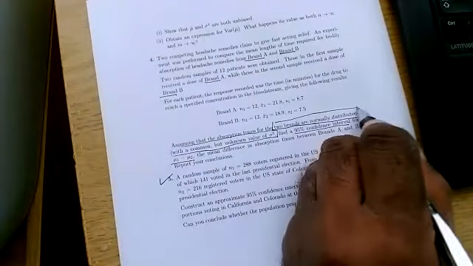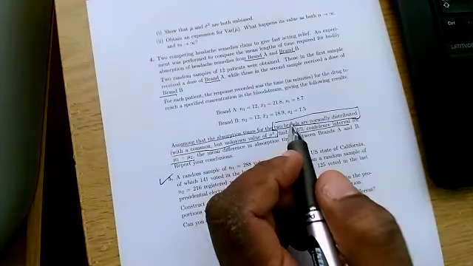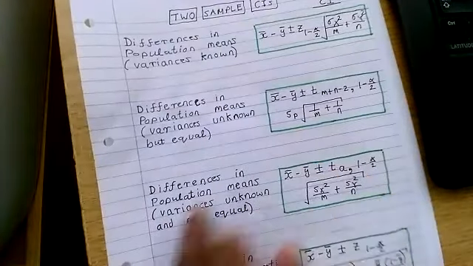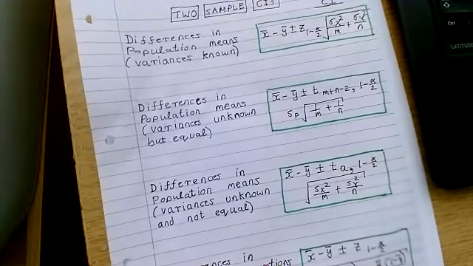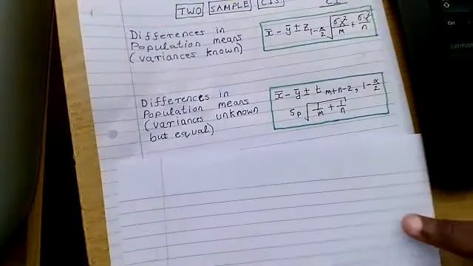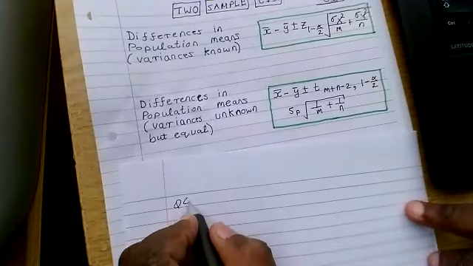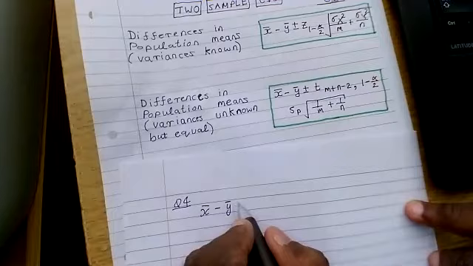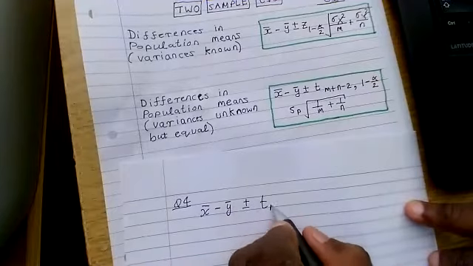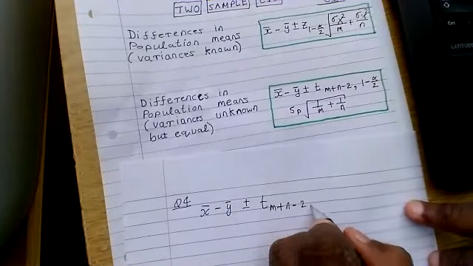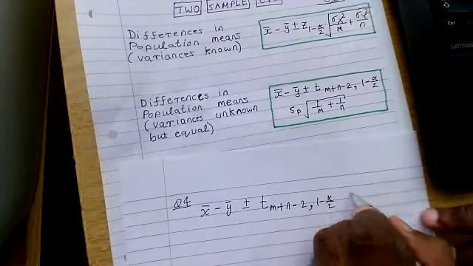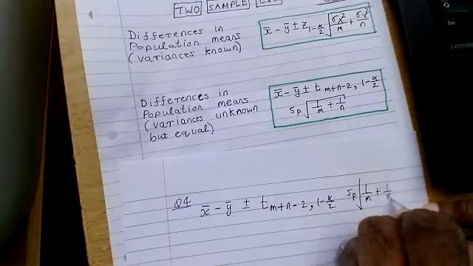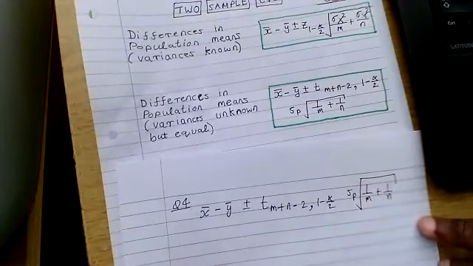So you need to use the second of the three formulas, which is this one here, right? Okay, so that's what I'm going to do now. I'm going to write down this formula first. So this is question 4. So the formula I'm going to use is x bar minus y bar plus or minus... right. This is the formula I'm going to use.